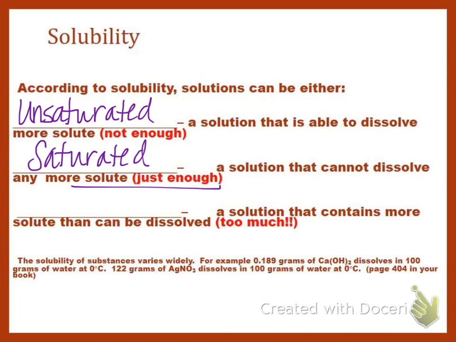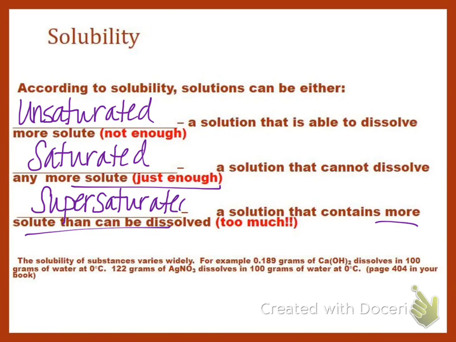And then sometimes a solution can have more than it should at that temperature, too much of it, and we call that supersaturated. That is most of the time done by heating the sample up and then cooling it down. So now it has more than if we had tried to just add that same amount at that given temperature. By heating it up, we could dissolve more, and then we cooled it back down, so it's supersaturated.